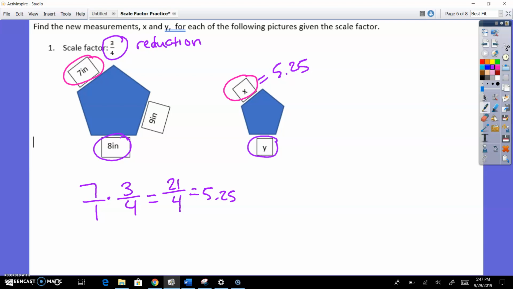And then the other one, this was our x measurement. This is going to be for our y measurement. So we're taking 8 and we're multiplying it times 3/4. Yes, you could convert 3/4 to a decimal and use it that way as well. That would be fine. Okay, we can cross simplify on this one. 4 will go into 4 once and 4 will go into 8 twice. So 2 times 3 is 6 over 1. And so that is just 6. So y is equal to 6. Don't forget your units, inches.